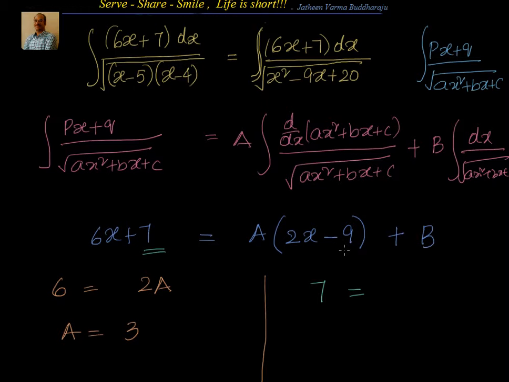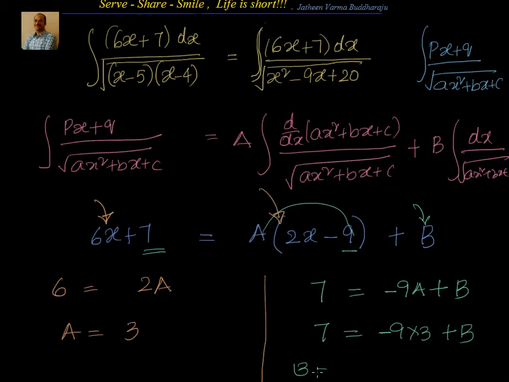7 equal to minus 9a plus b, and here we have 6x equal to 2a, so 6 equal to 2a. So let's calculate the value of b now. 7 equal to minus 9 into 3 plus b, or can I say b equal to 7 plus 27, that's equal to 34. So we found out that the value of a is equal to 3 and the value of b is equal to 34.